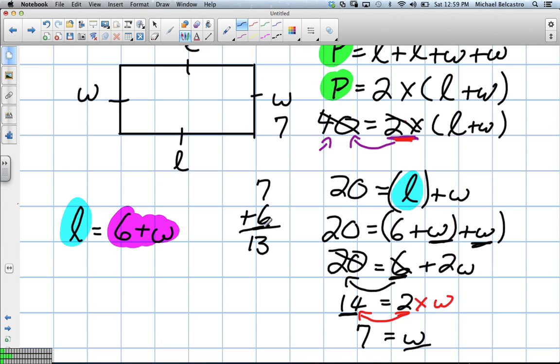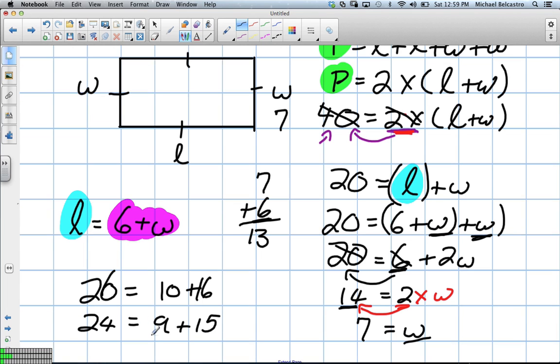Another way we could have done that is we could have thought of 2 numbers that were 6 apart from each other that added to 20. So for instance, is 20 equal to 10 plus 16? No, that doesn't work, so we go down one. What about 9 plus 15? Does that equal 20? That equals 24.